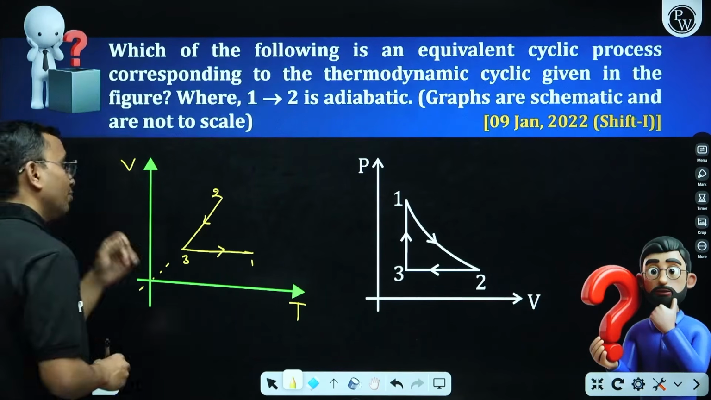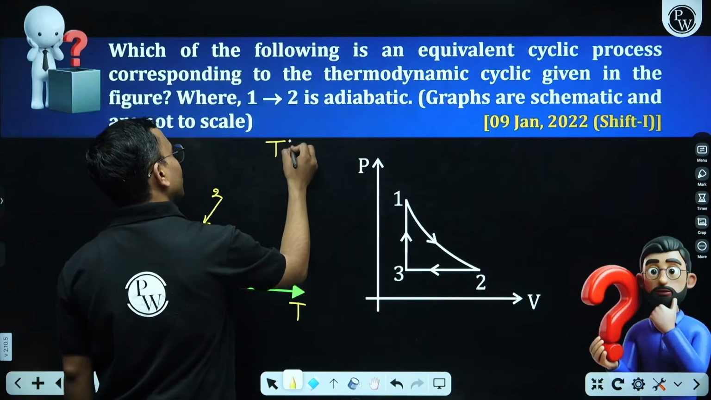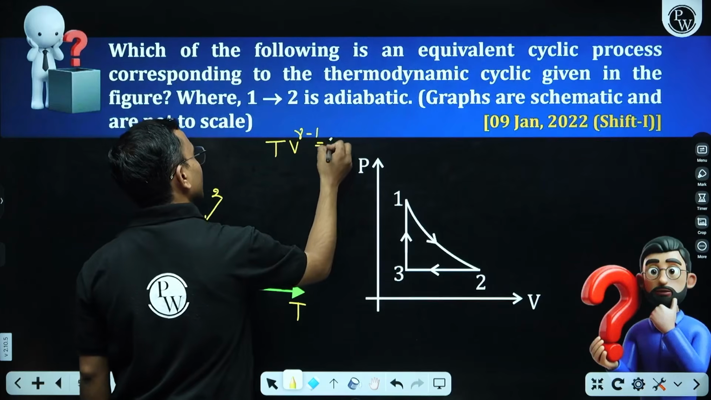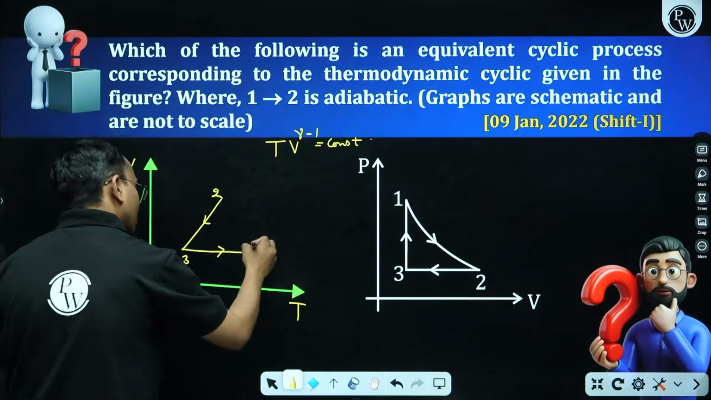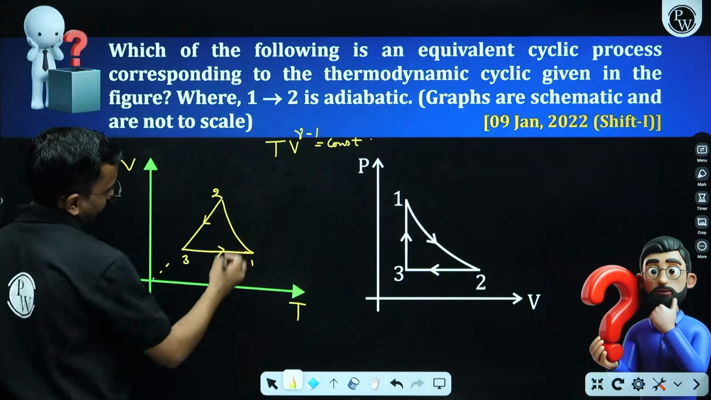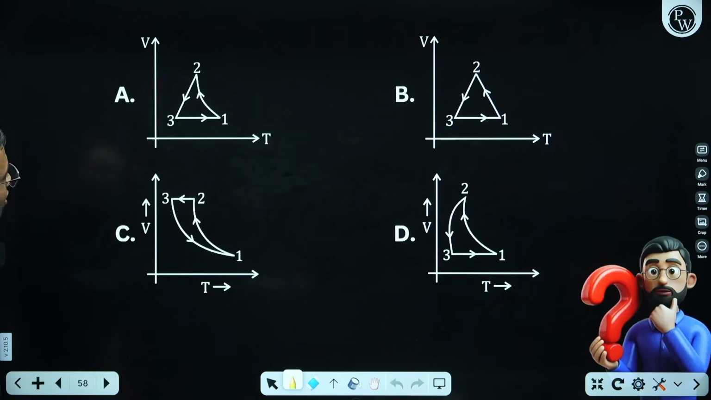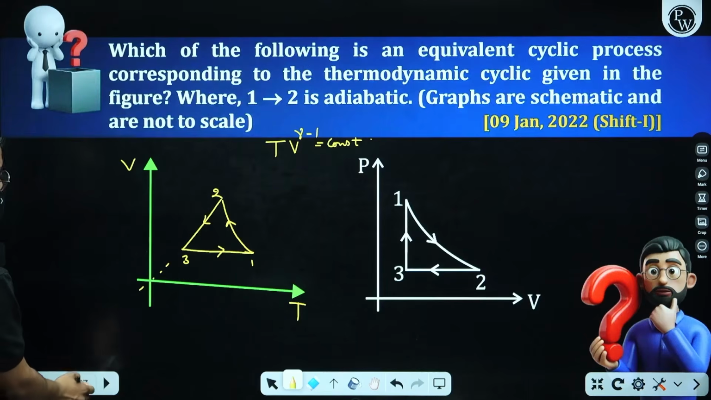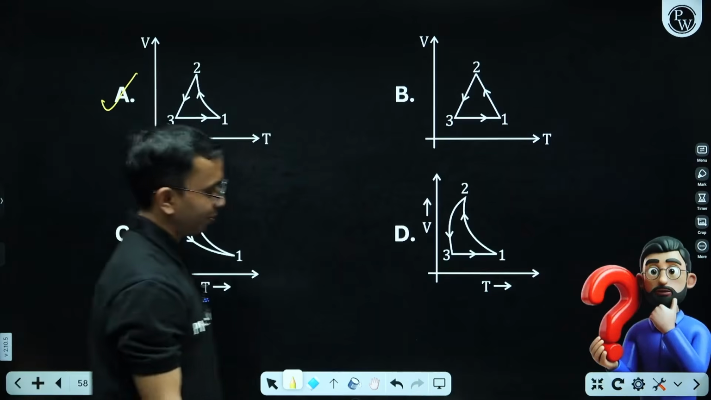So 1 to 2 is adiabatic, so PV to the power gamma is constant. If I write in terms of temperature and volume, that becomes TV to the power gamma minus 1 is constant. So it will be somewhat like this. Now let us come to the options. A is matching. Yes, A is matching perfectly.